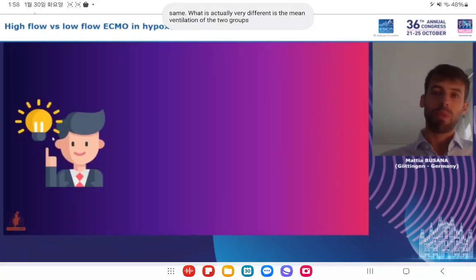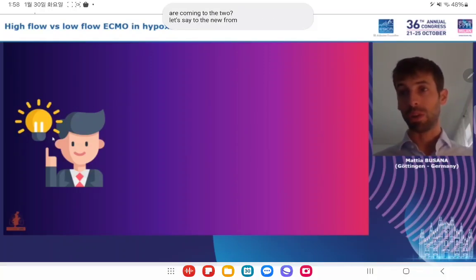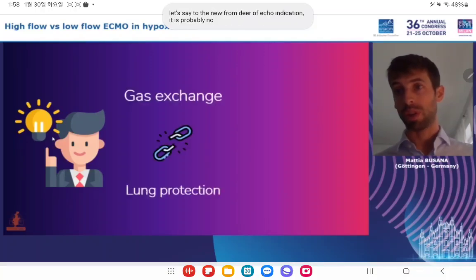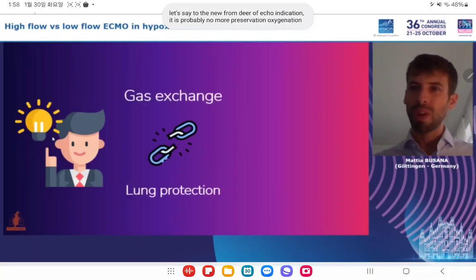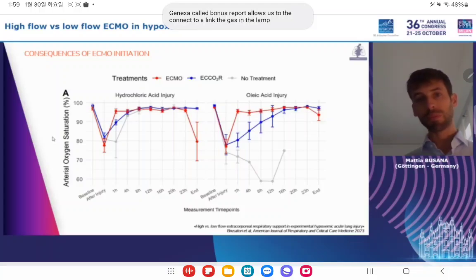So we are coming to the new frontier of ECMO indication. That is probably no more preservation of oxygenation or gas exchange, but that ECMO or extracorporeal support allows us to disconnect, to unlink the gas exchange and the lung protection.